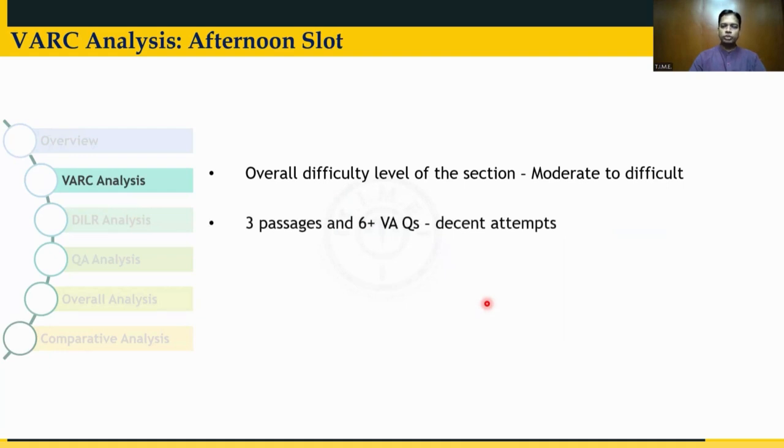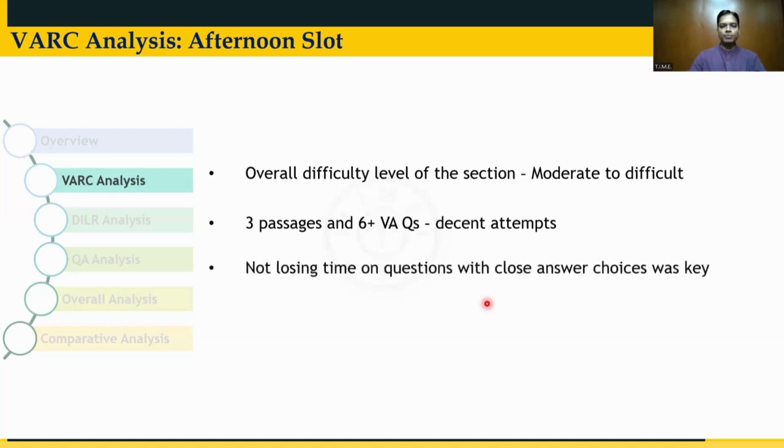And there were 3 passages and 6 questions. This is what a decent number of attempts would have been for a student who's targeting a decent percentile. So it's not that you could have attempted all of them comfortably, but a minimum of 3 passages and 6 or more questions of VA should have been a fairly good attempt. And not losing time on questions with close answer choices, as I just mentioned, would have made all the difference in this kind of a paper.